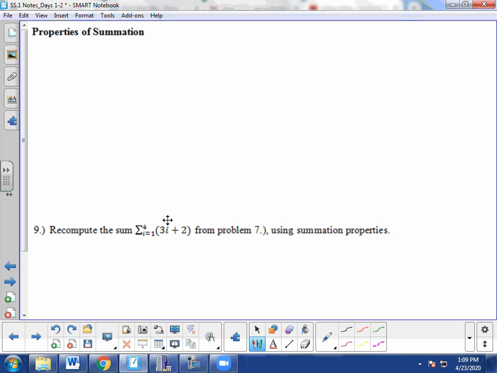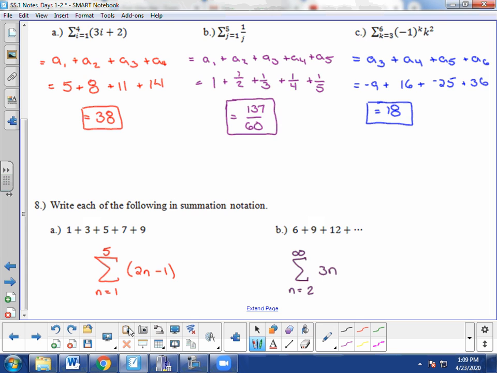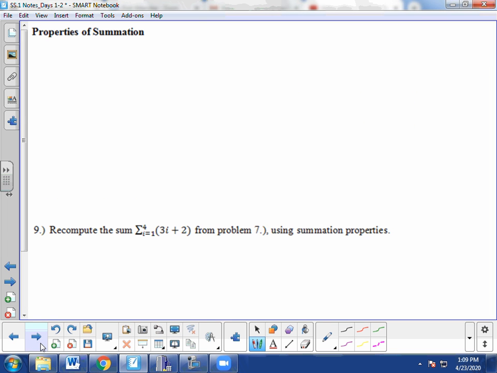Let's go ahead and move on. So what we can do here, we can evaluate summations like we did, and we can write summations based on expressions. And we can also find different ways to evaluate summations. So sometimes there are some shortcuts. If you remember back to exponentials and logarithms, we had some properties that allowed us to rewrite some expressions. And so we're going to do the same thing for summations.